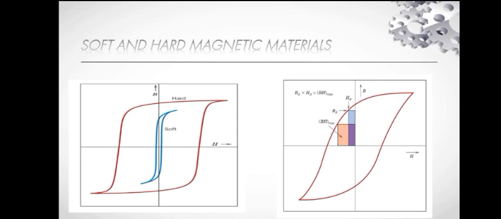So now let's proceed to hard magnetic material. Hard magnetic materials are used in permanent magnets, which must have a high resistance to demagnetization. In terms of hysteresis behavior, a hard magnetic material has a higher remanence, coercivity, and saturation flux density.